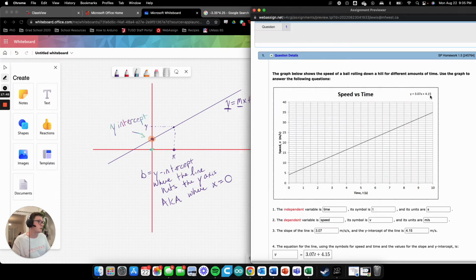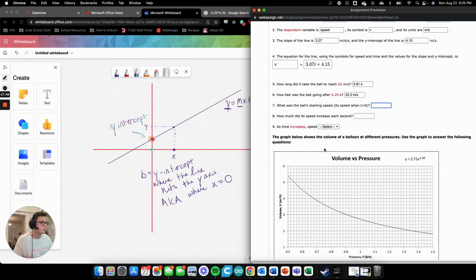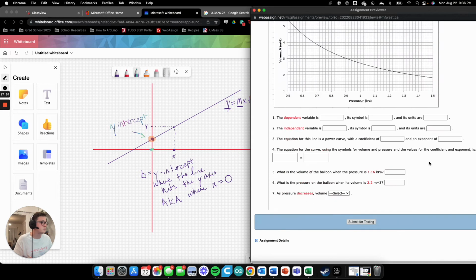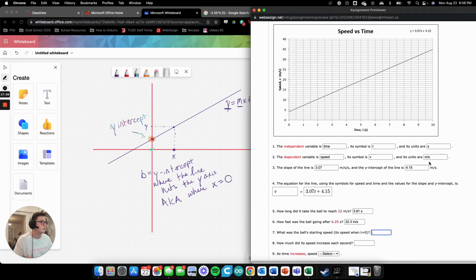So if we come over here, they actually give you the answer to that. The answer is just that final number there. So when t equals 0, what is the number? It's 4.15.